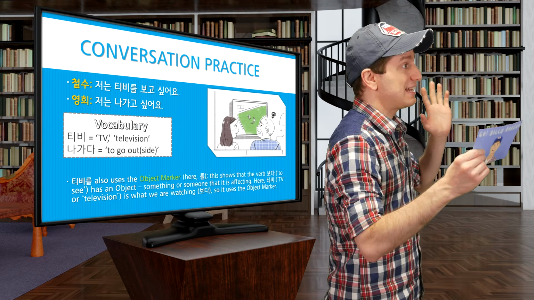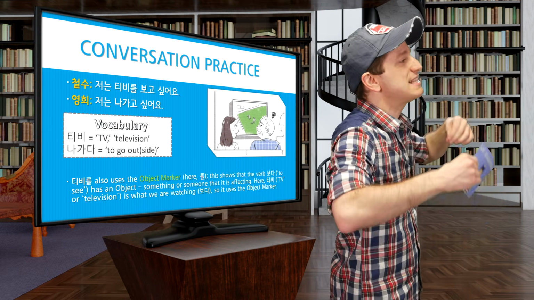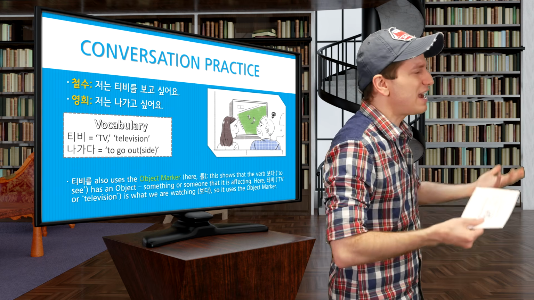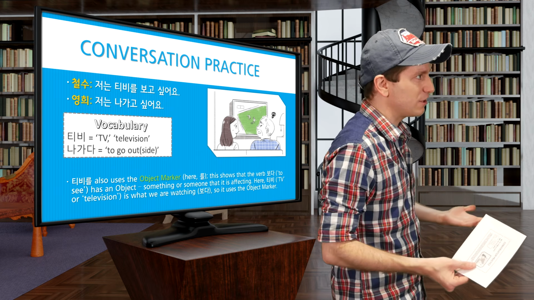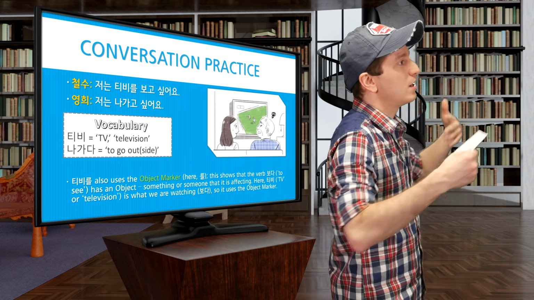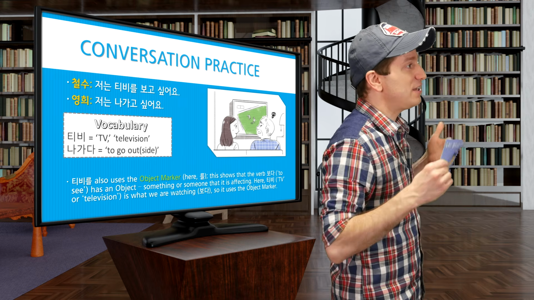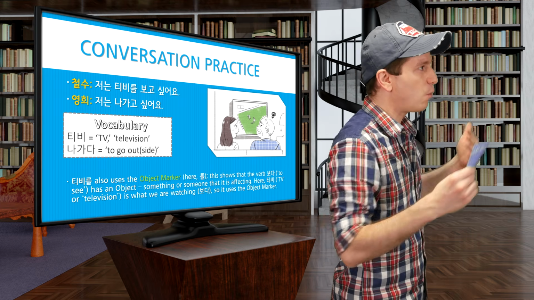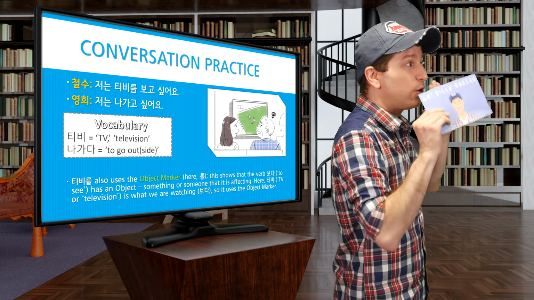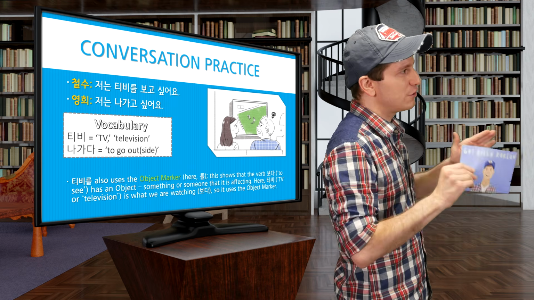Notice here again that TV has the object marker on it. This shows that TV is the object or what is being affected by the verb that comes after. In this case, 보다, to see. So you are watching what? The object of what you are watching is the TV. TV를 보고 싶어요. I want to watch TV. Now again, we will be going into the object marker in much more detail in a future lesson.